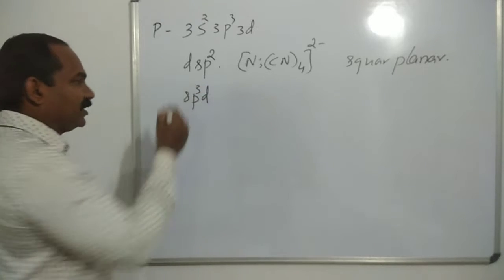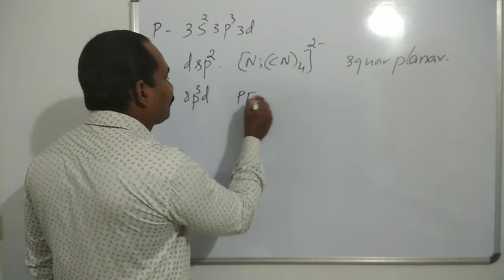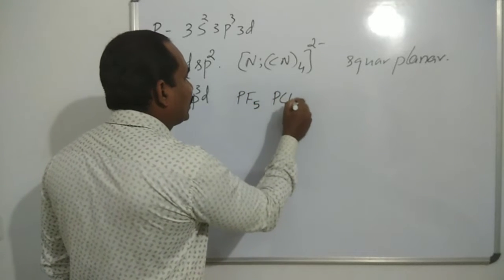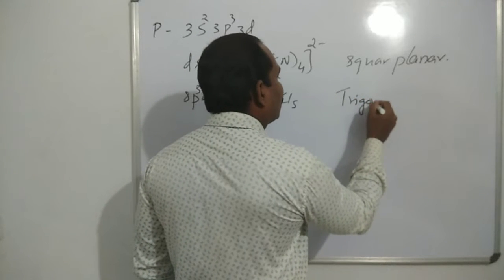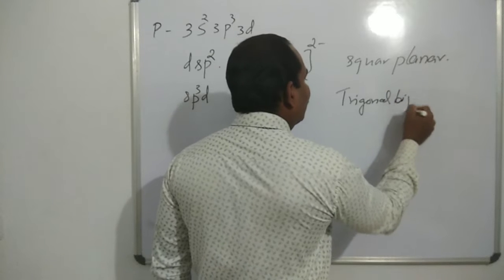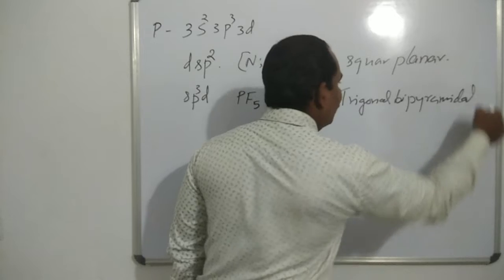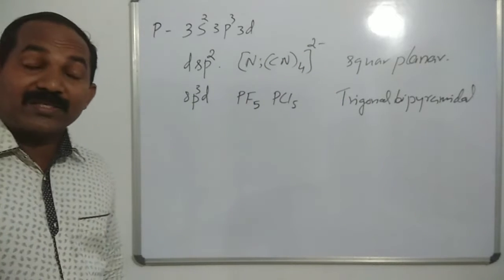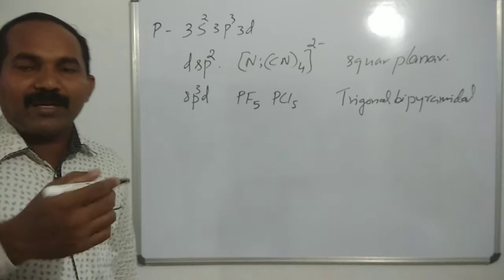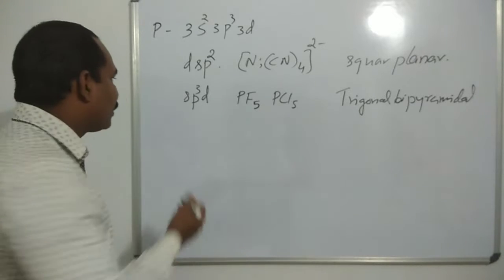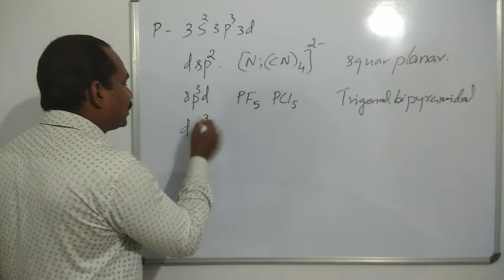Next is sp3d hybridization. Examples are PF5 and PCl5, and the shape is trigonal bipyramidal. The shape of the molecule is trigonal bipyramidal. And the other one is dsp3.